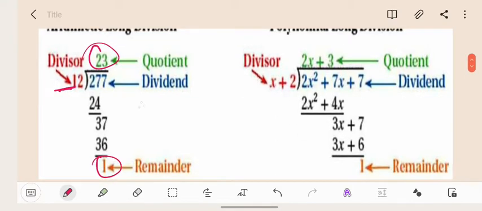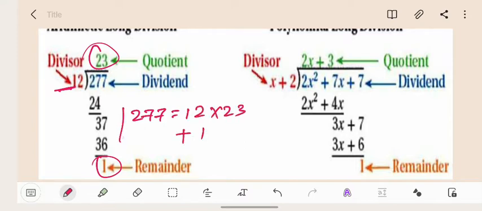So by applying long division, the division algorithm, we can write here 277 is equal to the divisor, that is 12, multiplied by the quotient 23, plus the remainder, which is 1. So this is what the division algorithm is all about.